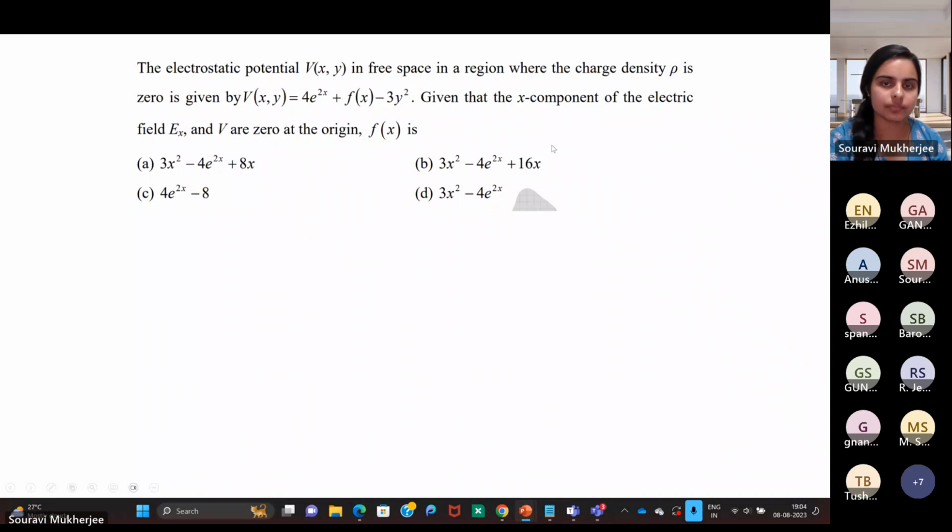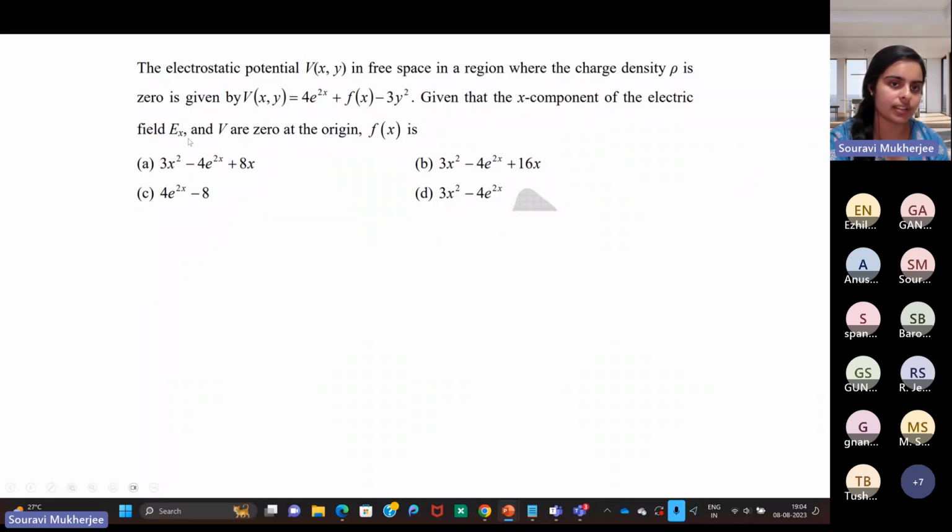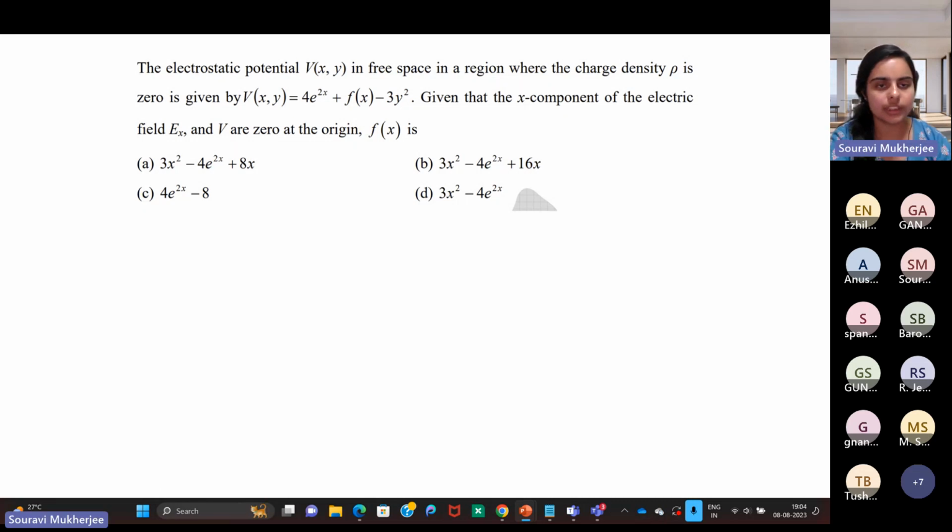What is the second condition? The second condition is that the x component of electric field is 0 at origin. You know how to go from potential to electric field, right? So how are potential and electric field related? Can anyone tell me?